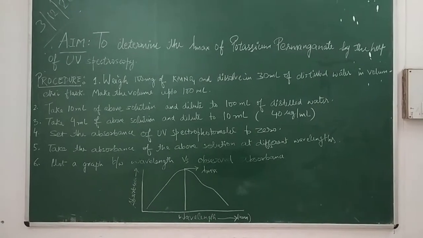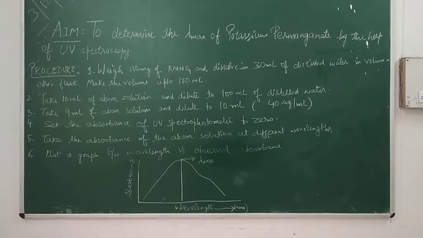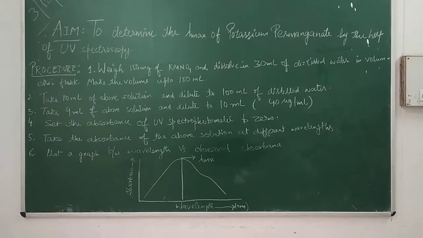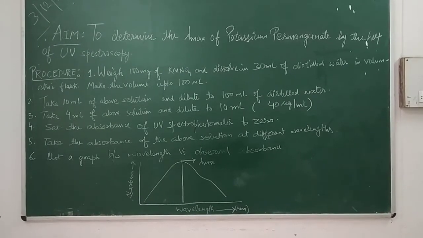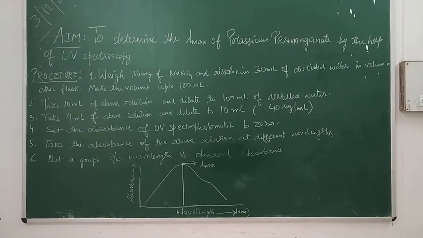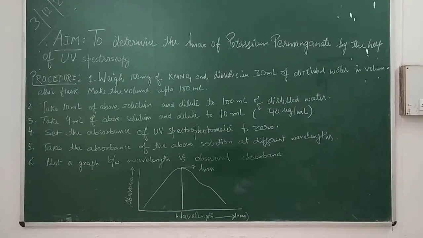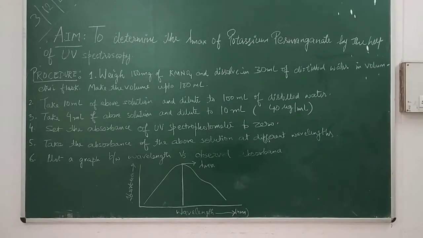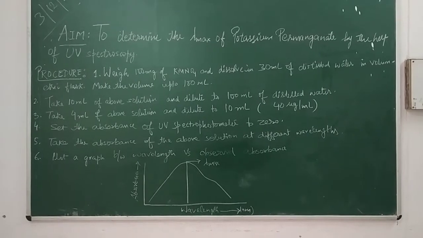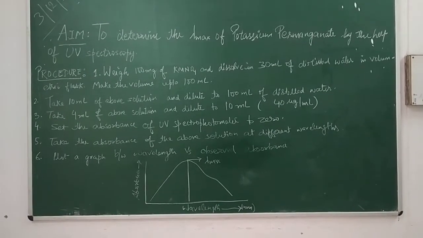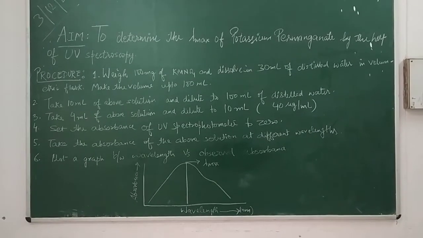For that, the procedure is as follows. First of all, we have to weigh 100 mg of KMnO4, and the procedure has already been discussed. We will take 100 mg of KMnO4 and dissolve it in 30 ml of distilled water. The important point here is the use of distilled water. We cannot use tap water because it may already contain salts which will interfere with the absorbance of ultraviolet rays. So we have to take distilled water, which is free of any other absorbing species.